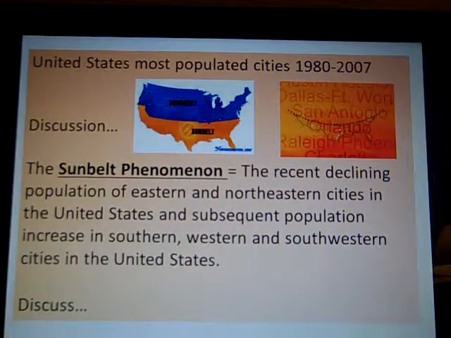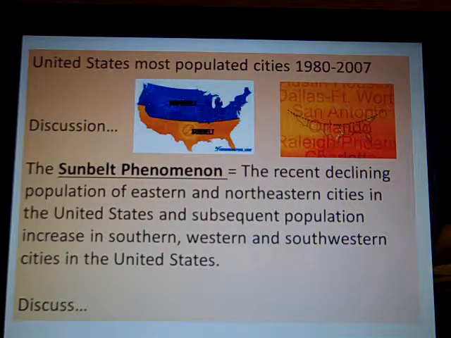In the United States, we've noticed a shift. It's been called several things: the Sun Belt explosion, or the Sun Belt phenomenon. And you can kind of see the Sun Belt states. I'm going to be talking about states in the southwestern part of this country, but the Sun Belt goes all the way from Florida, Charlotte, all the way over to California. We've seen a recent decline in population of eastern and northeastern cities in the U.S. and subsequent population explosion in the southern, western, and especially southwestern cities in the United States.